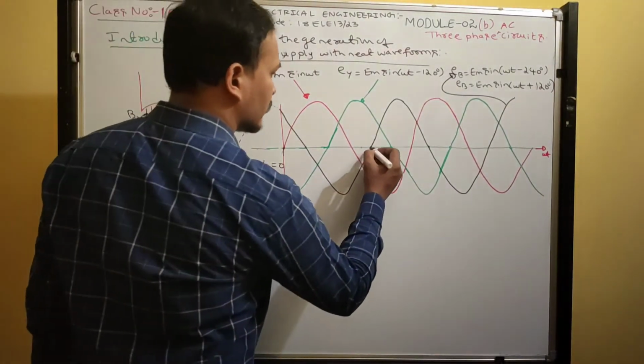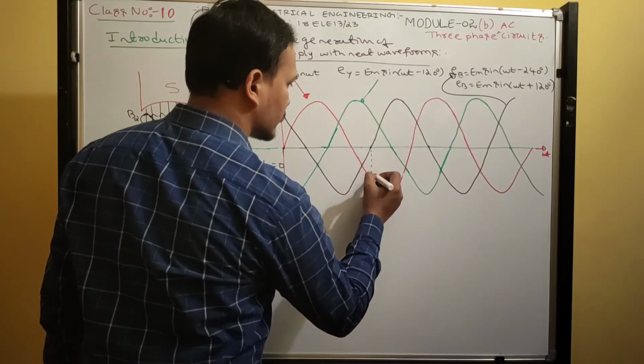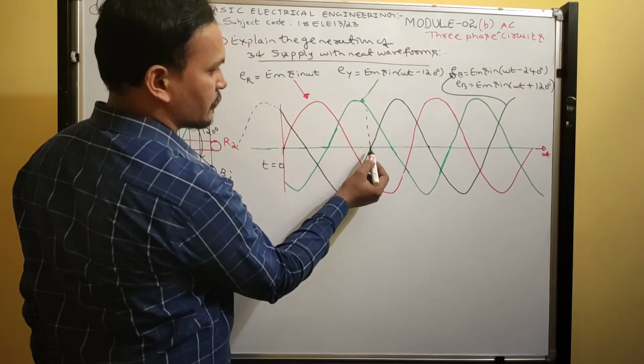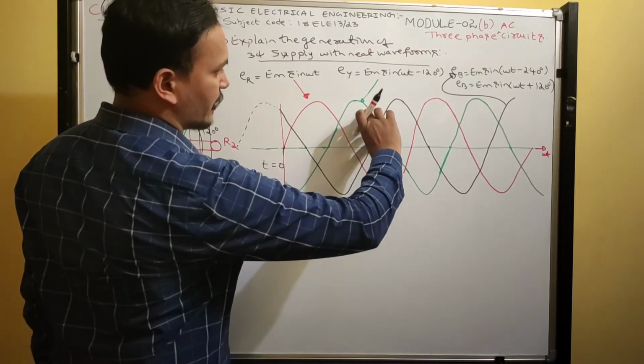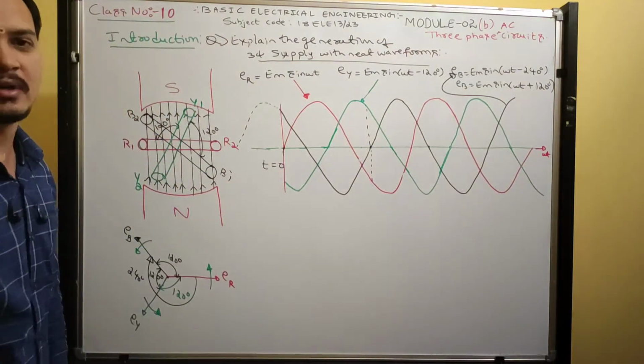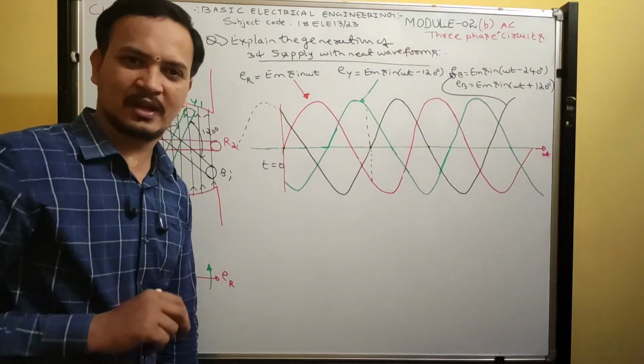Now look, take it at this instant. At this instant of time, this black color one is having positive value and this is having negative value. Both are equal and opposite. Add all the voltages, what will you get? 0 you will get. Okay.